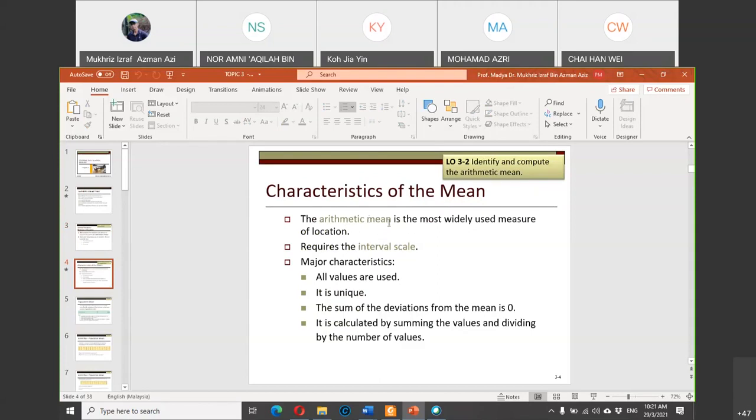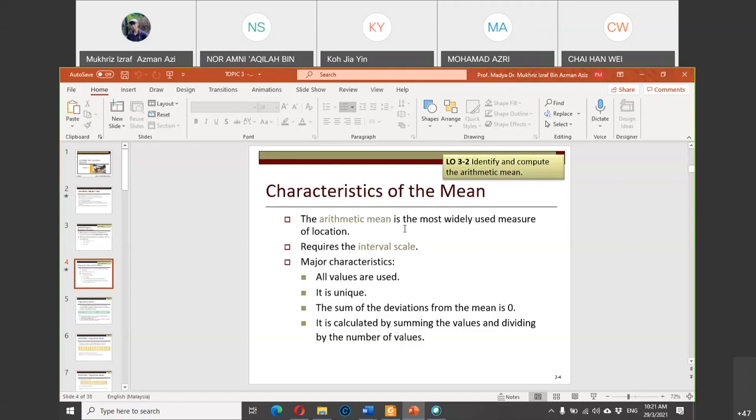The arithmetic mean, or mean, is the most widely used measure of location. In chapter 1, we already analyzed there are 4 types of data: nominal, ordinal, interval, and ratio. Interval and ratio, more or less, we can group into the same category. Interval means you can take the value from 0 until infinity, and the numbers can be arranged from lowest to highest. You can interpret the difference between the first number and the second number.